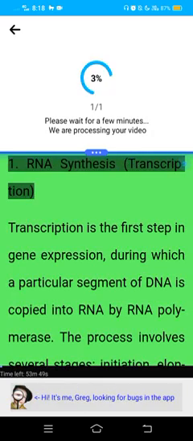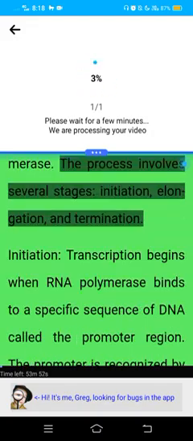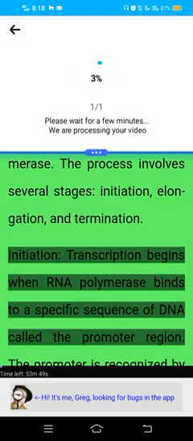1. RNA synthesis, transcription. Transcription is the first step in gene expression, during which a particular segment of DNA is copied into RNA by RNA polymerase. The process involves several stages: initiation, elongation, and termination.